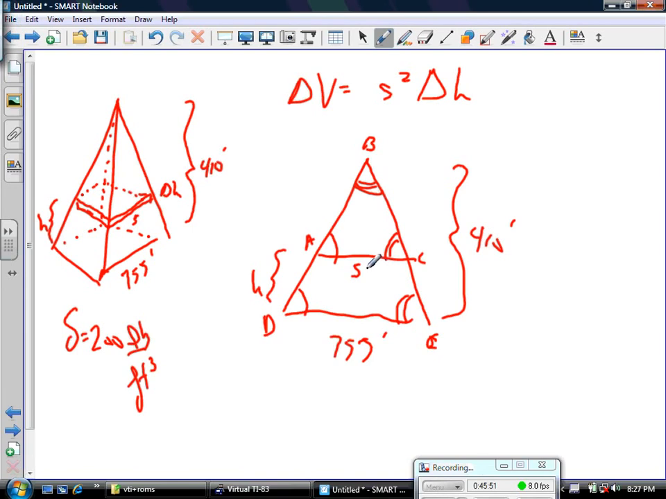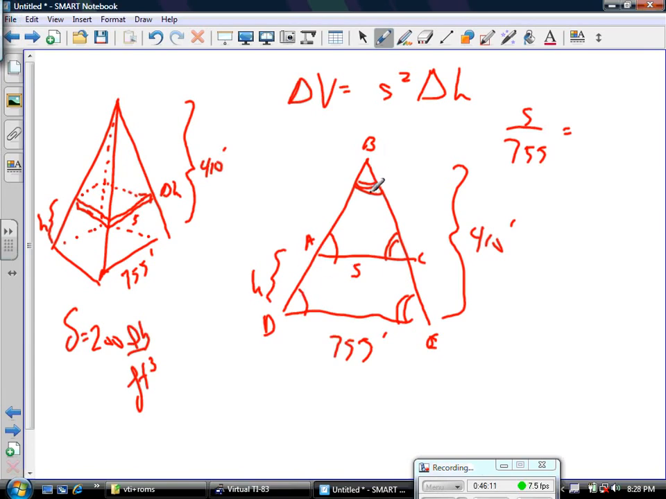So I'm going to say S is to 755. The base of the little triangle is to the base of the big triangle as the height of the little triangle is to the height of the big triangle. What's the height of the little triangle? No, that's this.